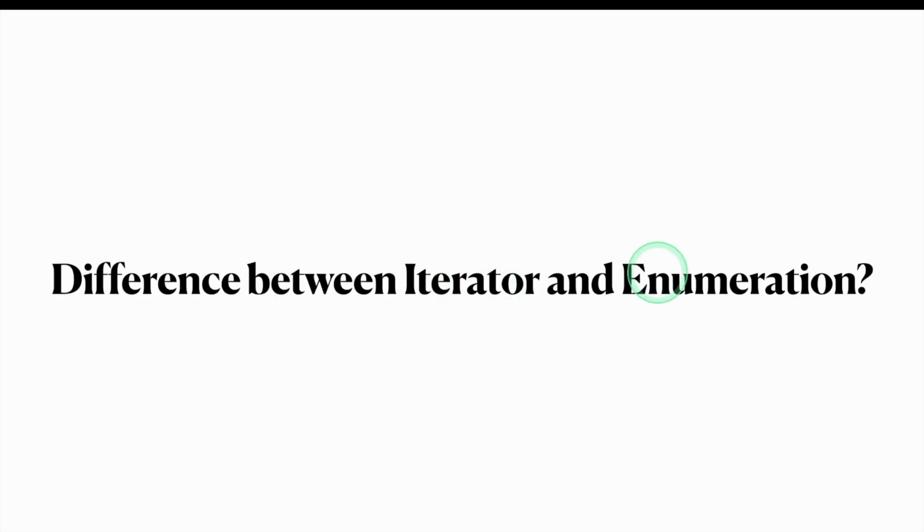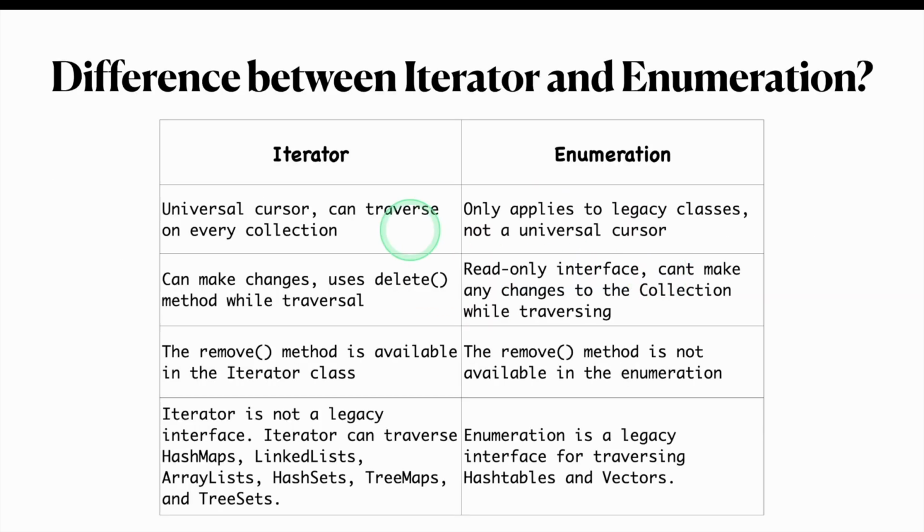A difference between iterator and enumeration. Iterator is also called a universal cursor. It can traverse every collection. But enumeration is only applied to legacy classes, and hence it is not a universal cursor. Iterator can traverse legacy classes as well as the classes that were introduced after the legacy classes. It can make changes, using the remove method while traversal, but enumeration is a read-only interface. It cannot make any changes to the collection while traversing. The remove method is available in iterator, but the remove method is not available in enumeration.